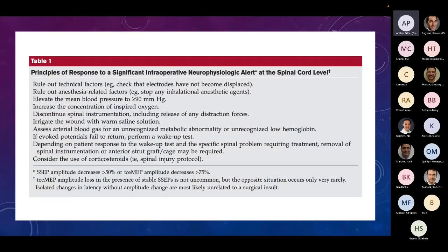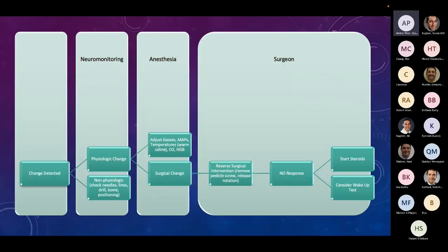So, real briefly, about responding. This is a summary table. First, ruling out anesthesia-related factors, blood pressure, etc. This is a way I have broken it down in my head. The first thing is neuromonitoring: check the needles, check the lines, check the drill, the bovie. All those things can cause issues, or positioning. The next thought is anesthesia: adjusting gases, checking the paralytics, especially if the SSEPs are doing well and the MEPs are not. Check the MAPs, check the temperature. You can put warm saline in the wound. Check oxygen and hemoglobin status, and then consider what surgical intervention you just did and the timing of the neuromonitoring change. So remove the pedicle screw, release the rotation, etc. If there's no response, start steroids and maybe consider a wake-up test.